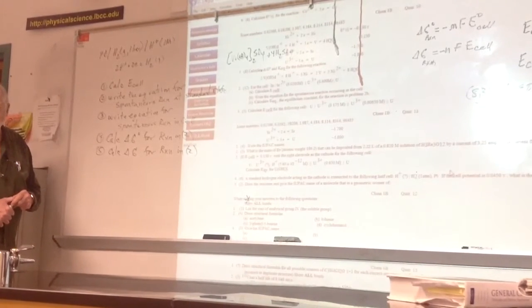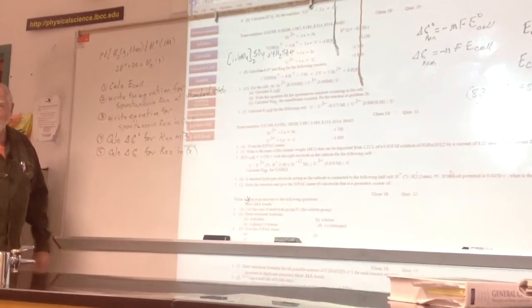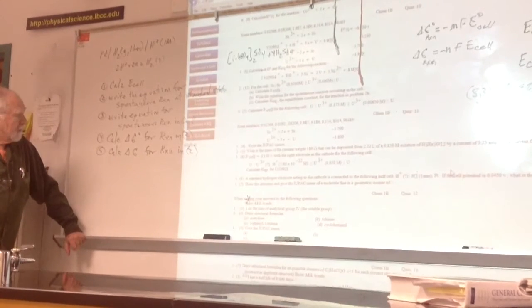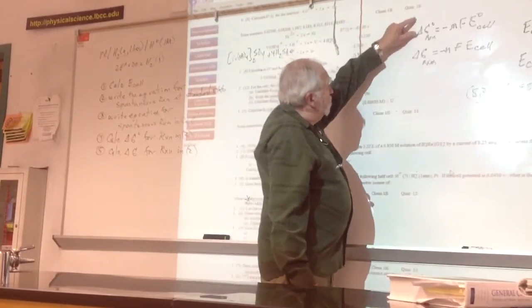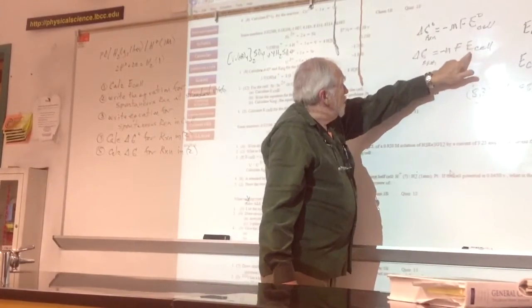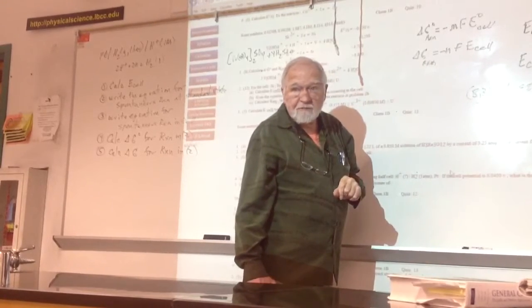Okay. But if you were asking for delta G0, wouldn't it have to be written in standard form? No. All we have is this equation right here. This we use E0 cell. This we use the non-standard state cell potential.